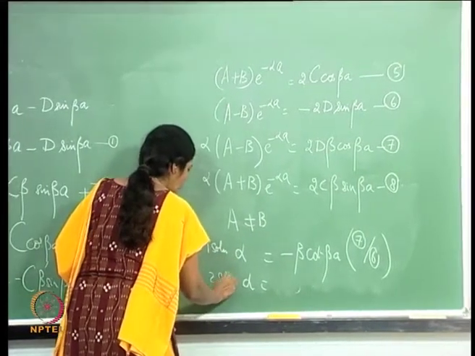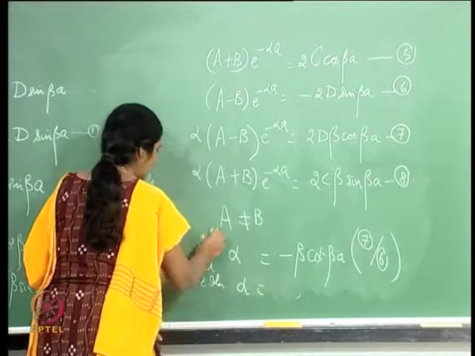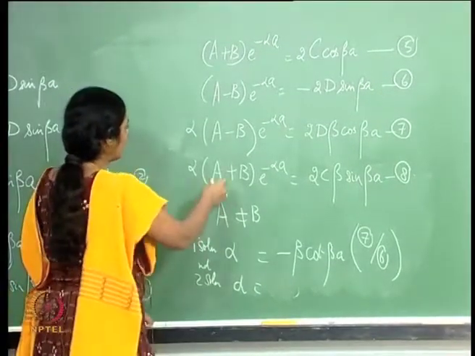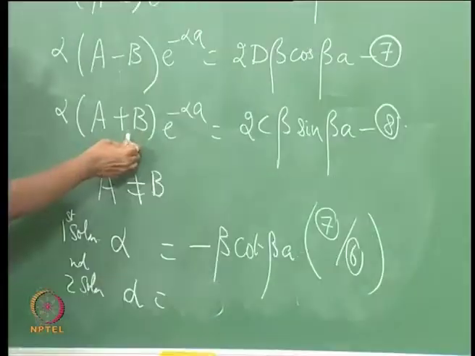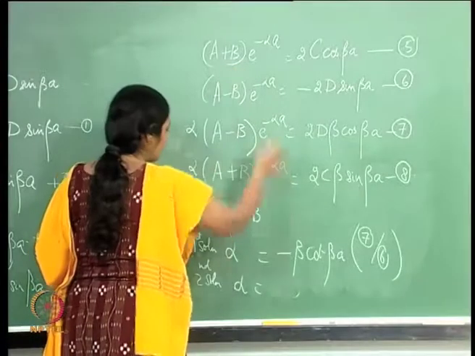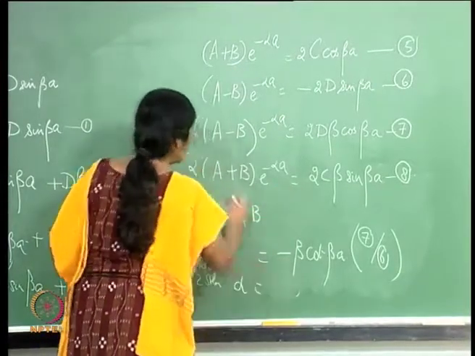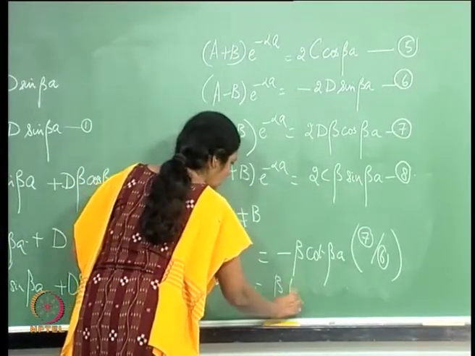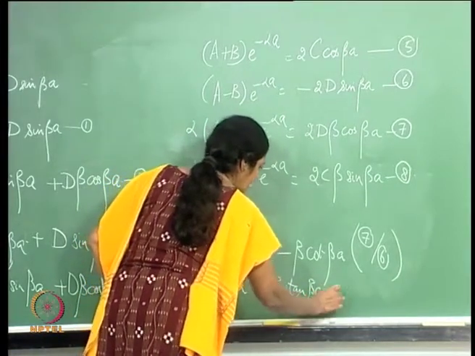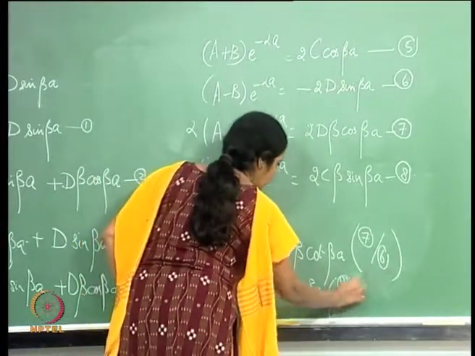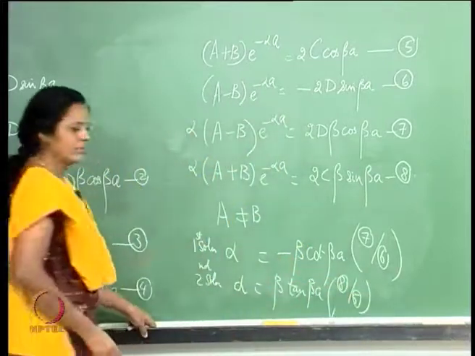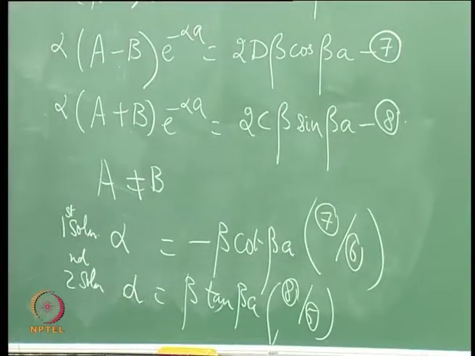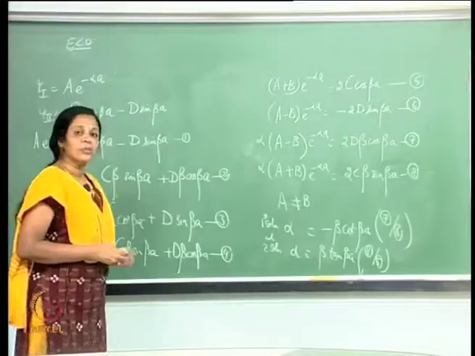The second solution for alpha is got by dividing equation 8 by equation 5, and that simply tells me that alpha is equal to beta tan beta A. So this came by dividing 8 by 5. Both solutions are there. We need to proceed and see what these solutions give us. So let me first consider the second solution, alpha is equal to beta tan beta A.